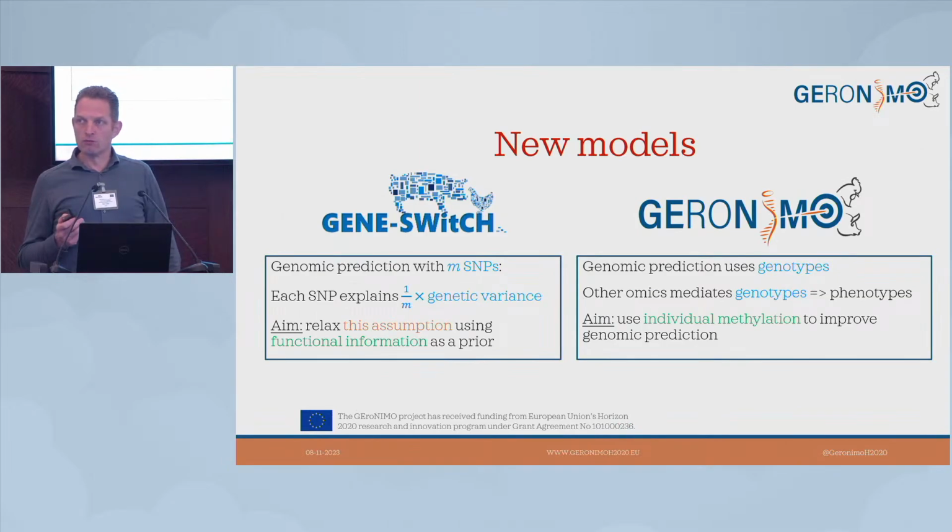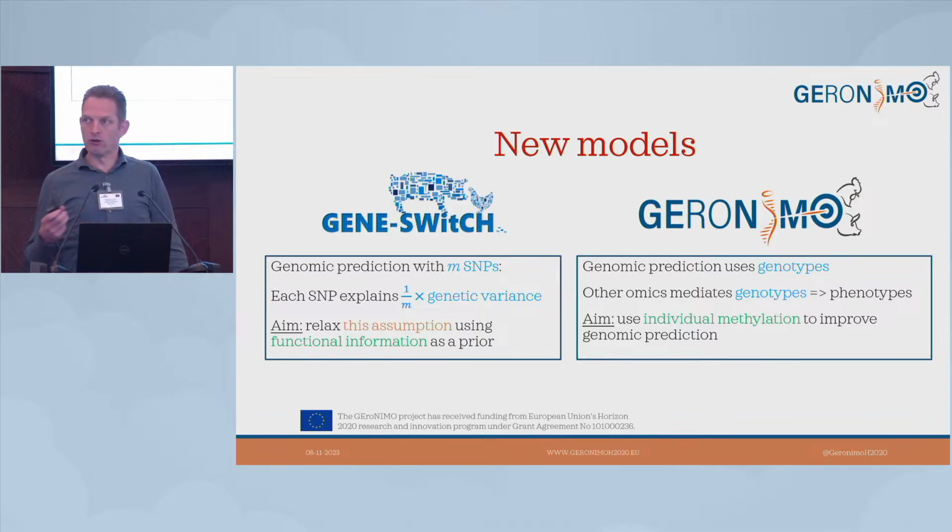So in terms of new models that have been developed within GENE-SWitCH, the traditional genomic prediction model just says, okay, we have 40,000 SNPs, we put them in the model, and then we take the total genetic variance and divide it by 40,000, and that's the amount of variance each SNP can explain. Then we try to relax this assumption by saying, well, if we know that this region is functionally very relevant, we can upweigh the variance in that region. Or we're only going to select SNPs in regions where we know there's functional activity.